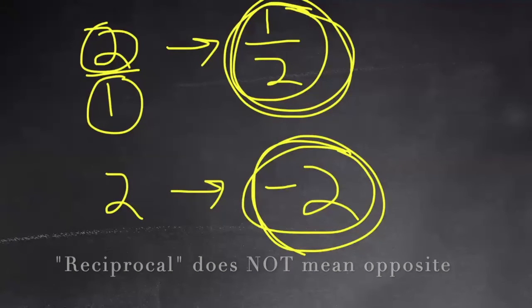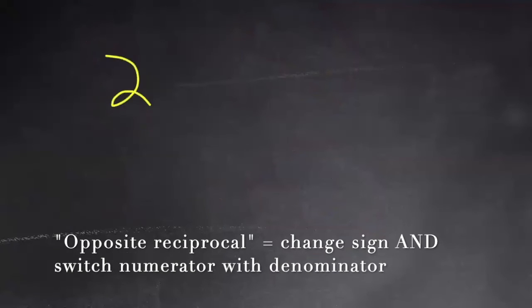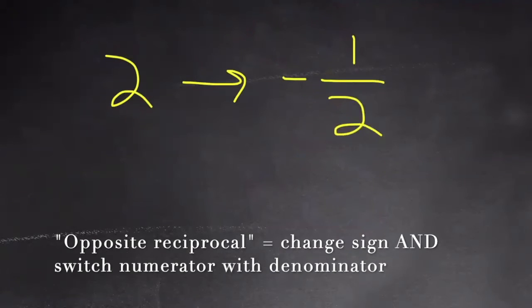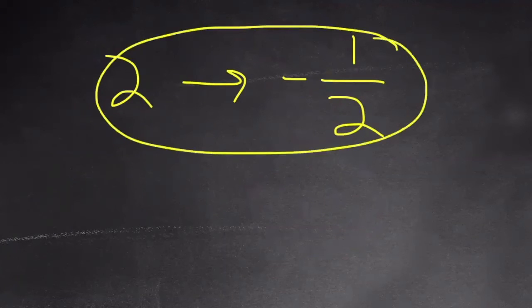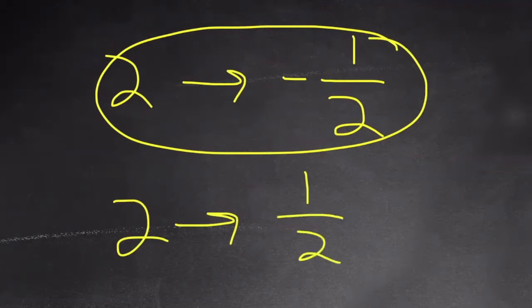So what if I asked you, what's the opposite reciprocal of 2? You would actually do two things. Number one, you would change the sign. So the positive number becomes a negative. And you would also switch the numerator and denominator. So these two are opposite reciprocals, but they are not reciprocals. The reciprocal of 2 is 1/2, and the opposite of 2 is -2. Do not confuse opposite with reciprocal.